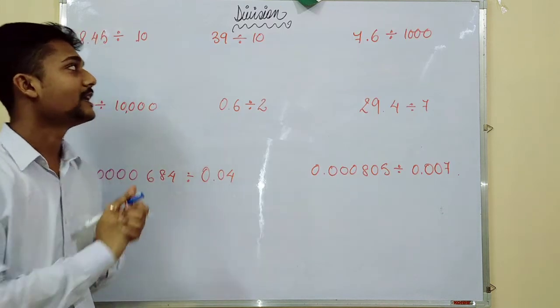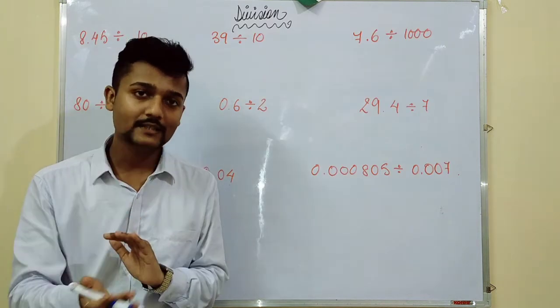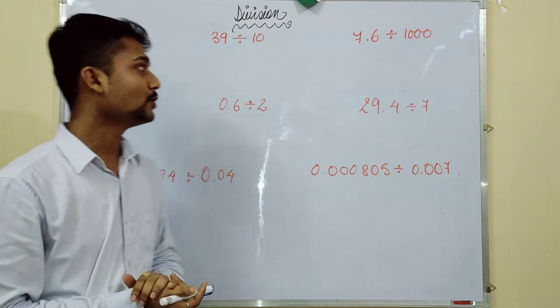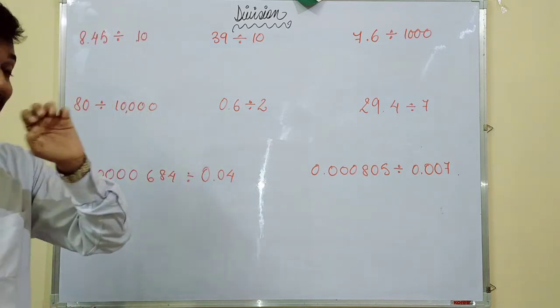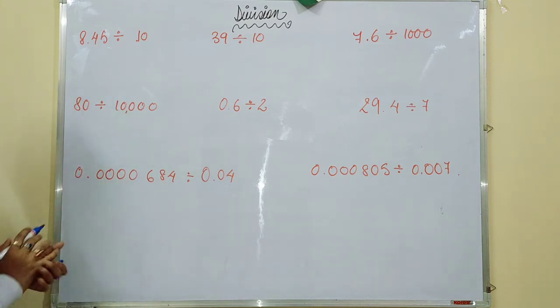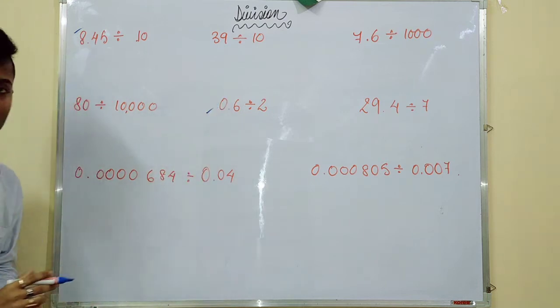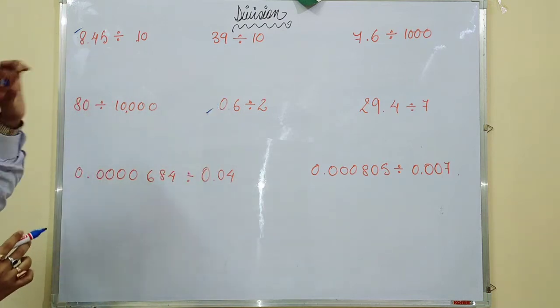Now we have come to the last part of today's class. In my next class I will be doing conversion. So the last topic for today is division of decimal numbers. Here also I have taken two categories. One with 10, 100, 1000 and another with numbers and numbers. Isn't it? So the first part we will do.